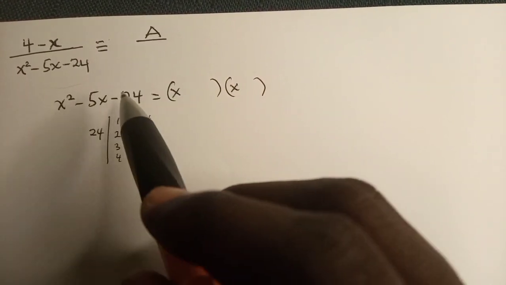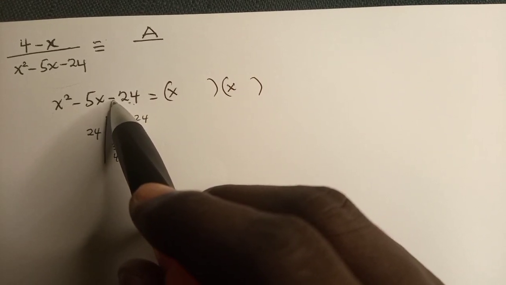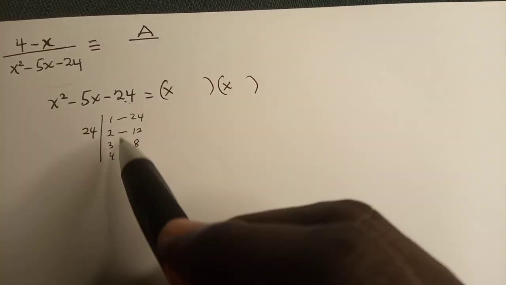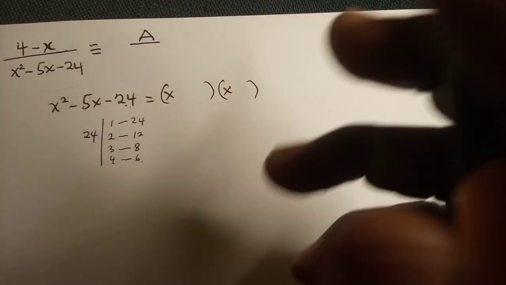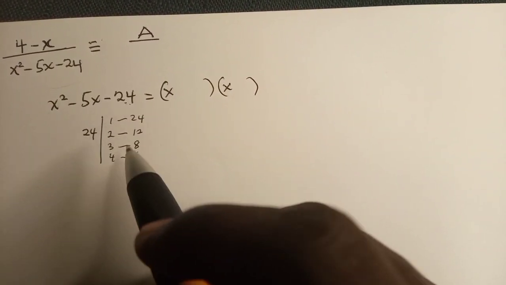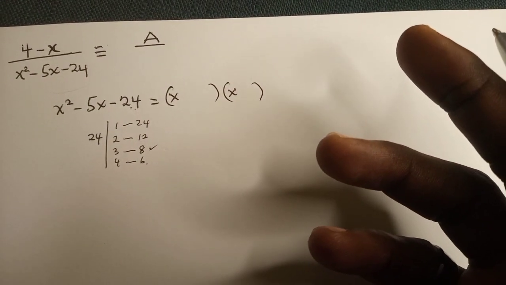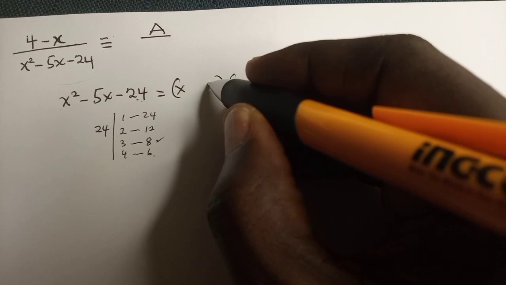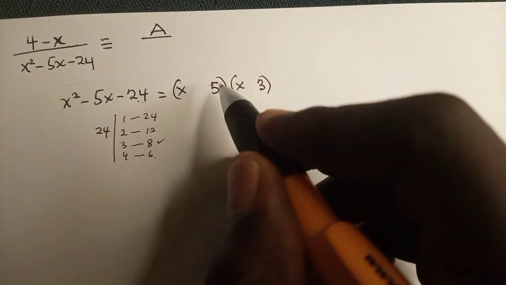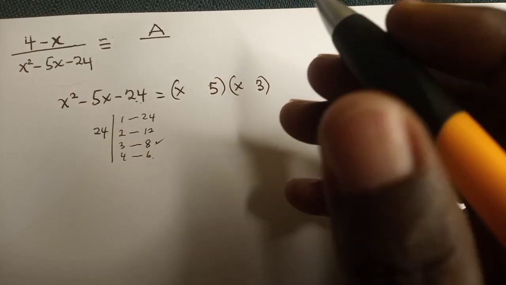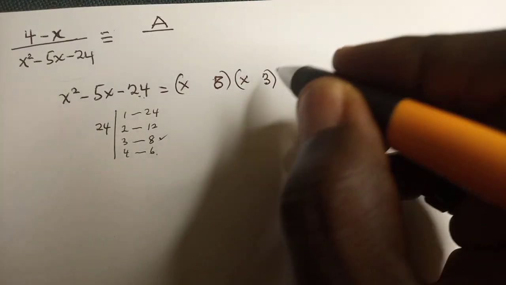Now the sign attached to the 24 is negative, so you pick the pair factors among these whose difference gives you 5. Which of these has a difference of 5? That is 3 and 8, sorry. So you have 8 and you have 3.